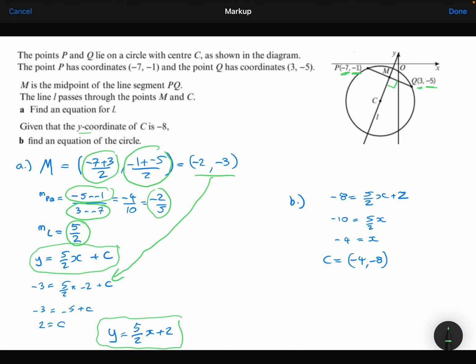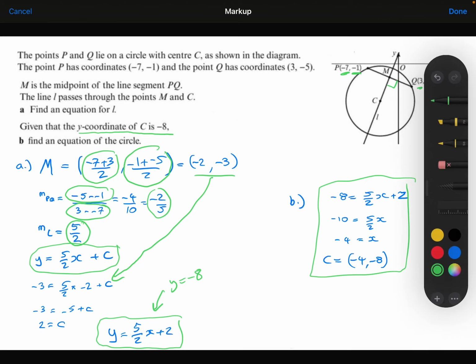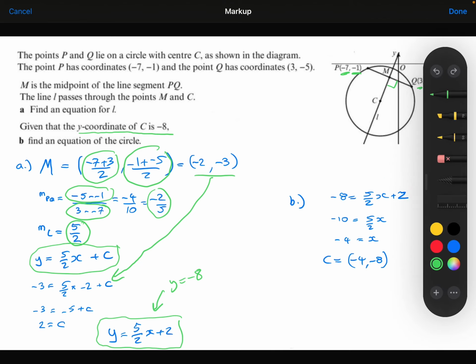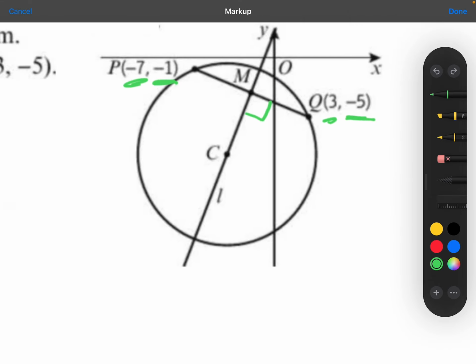We've then been told that the y coordinate of the centre of the circle is minus 8. I know this line here goes through the centre of the circle. So if I substitute minus 8 into that, I'm able to work out the x coordinate of the centre of the circle. So that's what I did here. I now know that the centre of the circle is (-4, -8).